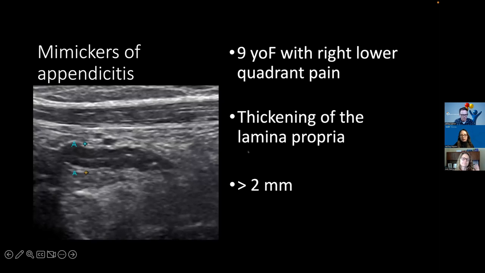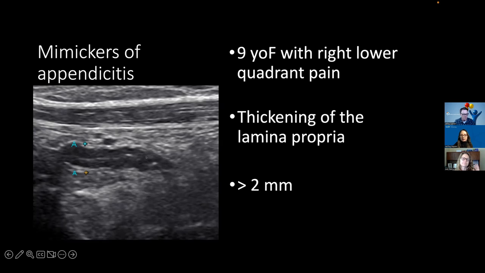So this is a case of a 9-year-old female with right lower quadrant pain. The appendix measured borderline, maybe 6 millimeters or so. But the important thing here is that there's no fluid. It is hypoechoic, and you might mistake this for fluid distension, but you actually see a thin echogenic line of mucosa. So it's not fluid in here, it's actually thickening of the lamina propria. Usually the cutoff of the measurement is 2 millimeters.